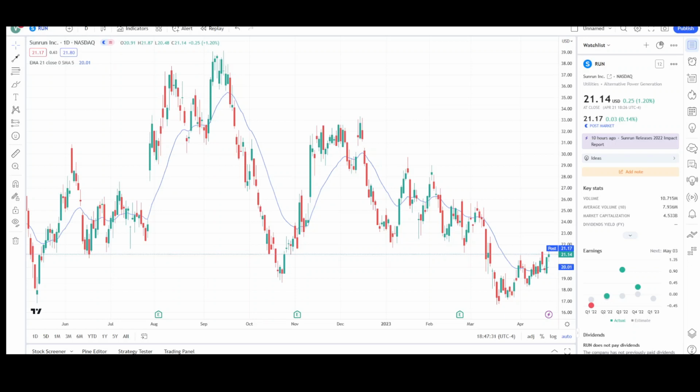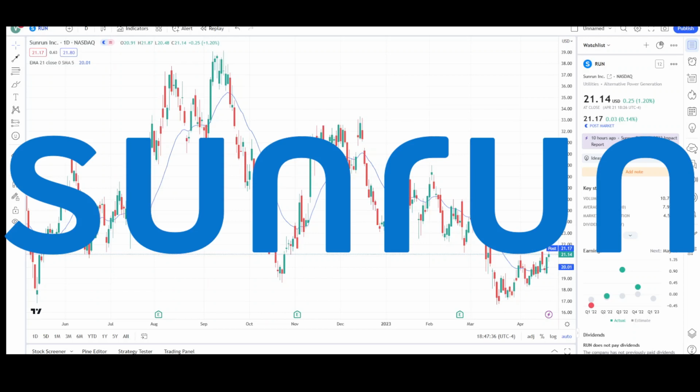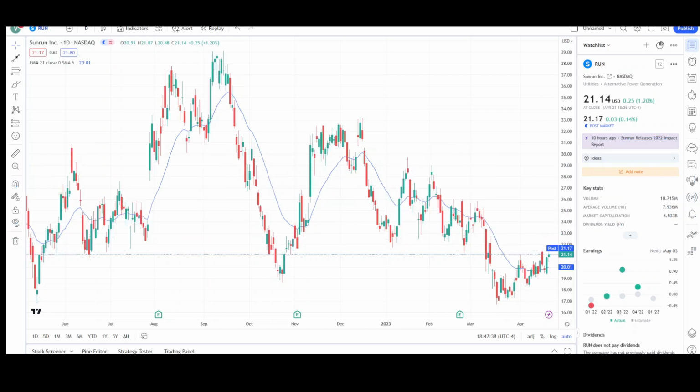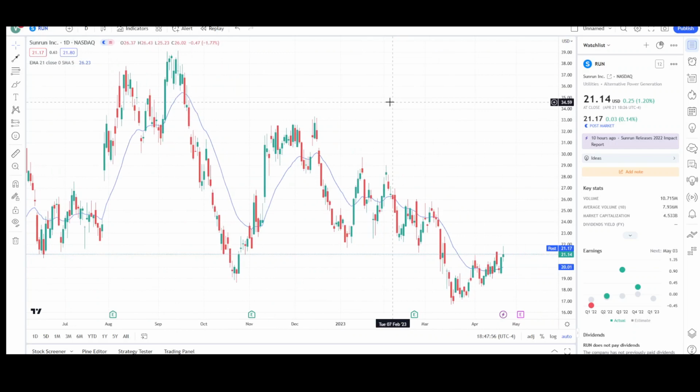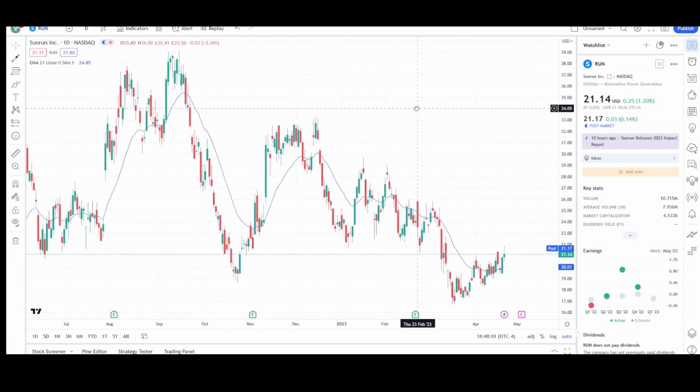What's up, traders? This is Vee Trades, and today I will be doing a technical analysis breakdown for Sunrun with the ticker symbol RUN. This was a viewer's request, and thank you for your donation. I will first go over what I see on the daily chart and finish the video off with the weekly chart. Here we have the daily chart for Sunrun, ticker symbol RUN. So let's go over the price action.